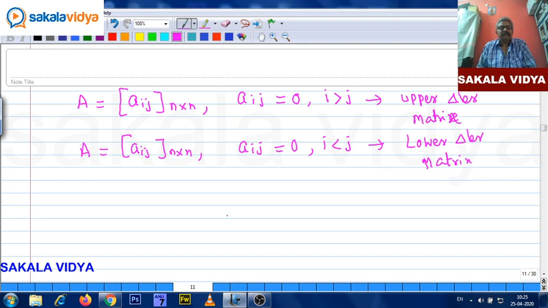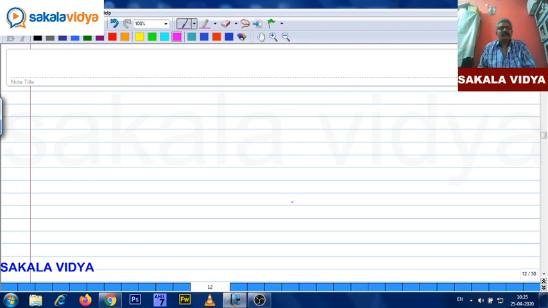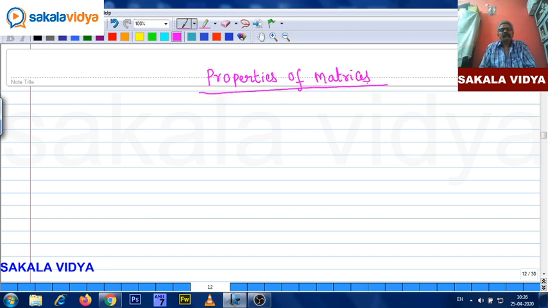Okay, now let us study properties of matrices. First, equality of matrices.